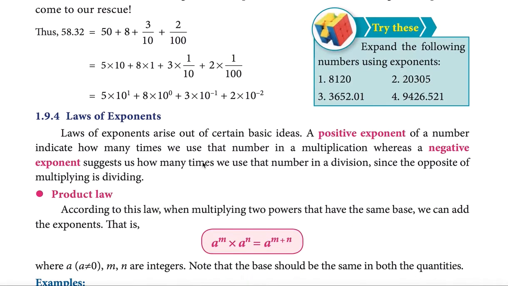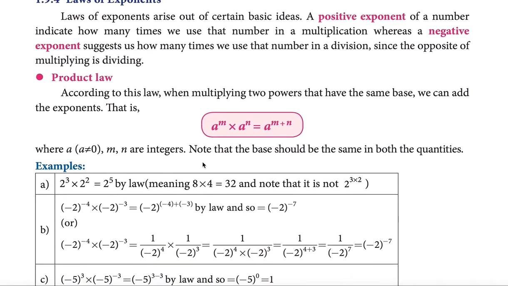Laws of exponents. Laws of exponents arise out of certain basic ideas. A positive exponent of a number indicates how many times we use that number in a multiplication, whereas a negative exponent suggests how many times we use that number in a division, since the opposite of multiplying is dividing.